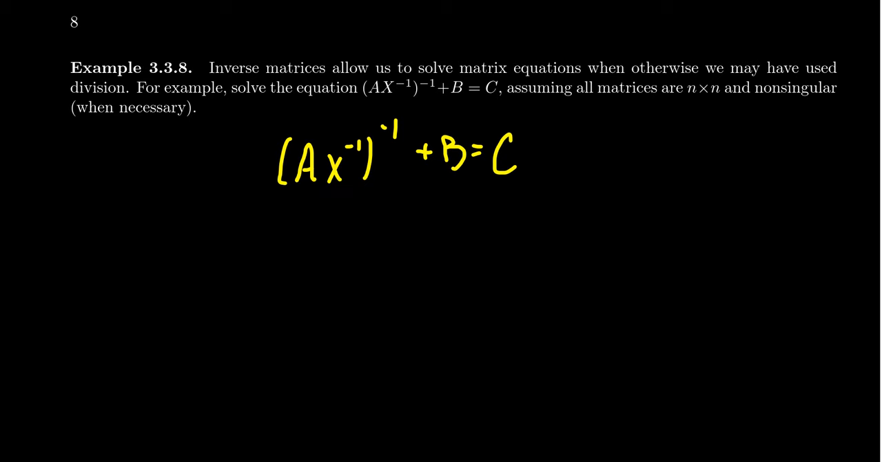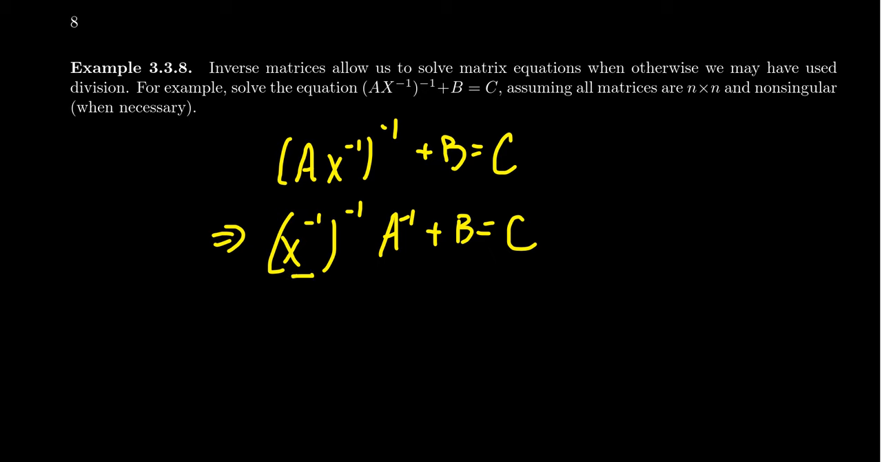If you have a product inside of an inverse, you can use the shoe sock principle and distribute the inverse there. And so you're going to get X inverse inverse times A inverse plus B equals C. So the shoe sock principle comes into play here. When we took the inverse of the product, it switches the order around, so now the X shows up first and then A. And then if you have the double inverse, like we saw, that's equal to just X. So X times A inverse plus B equals C.